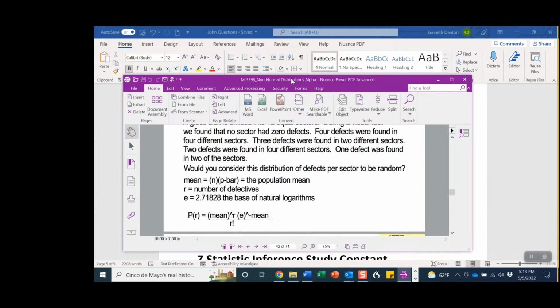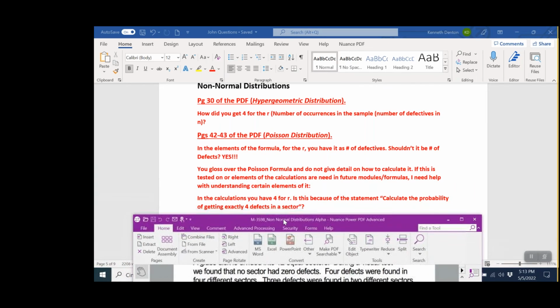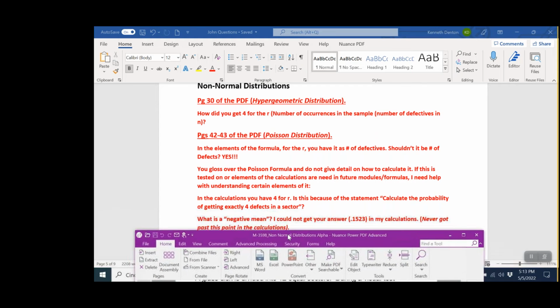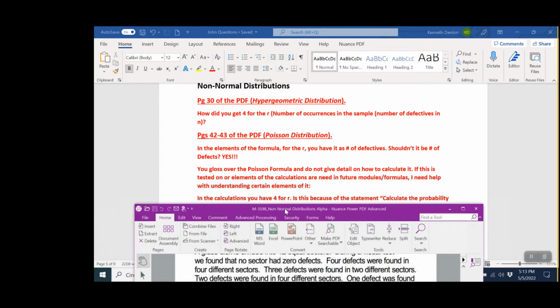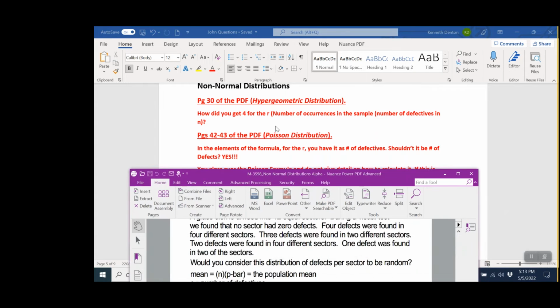Right. You see that formula? The probability of getting R equals the mean, average number of defects, to the R power, times E, base log E, to the negative mean, divided by R factorial. Now that was where I got stuck as well. Let me see if I've got that written here.